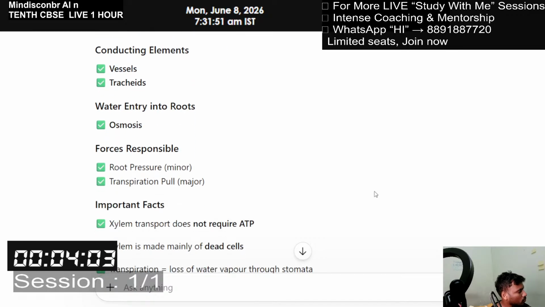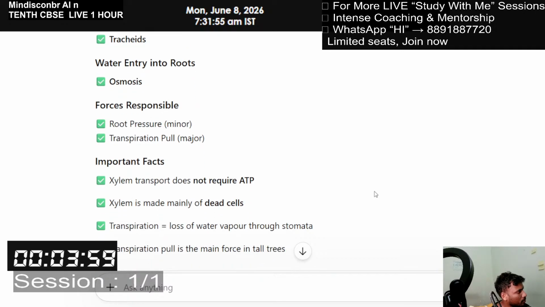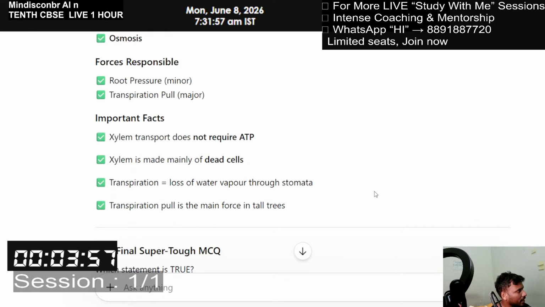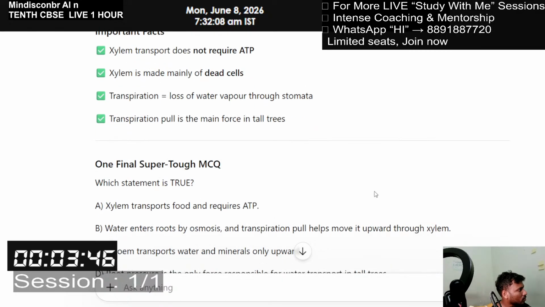Water entry into roots is through osmosis. Forces responsible are root pressure, minor, and transpiration pull, major. Important facts: xylem transport does not require ATP. Xylem is mainly made of dead cells. Transpiration is the loss of water vapor through stomata. Transpiration pull is the main force in tall trees.